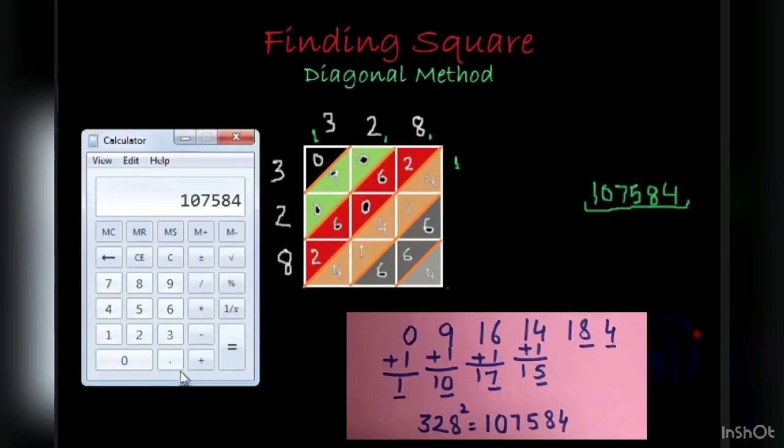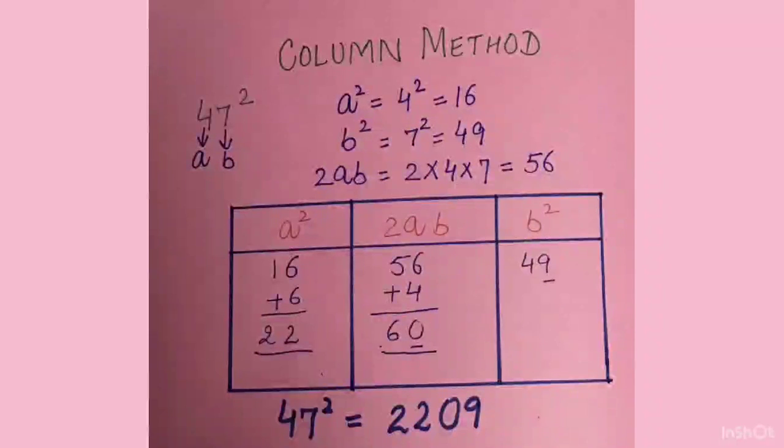And now we will discuss the column method to find the square of a number. Let the number be 47, meaning we are to find 47 square. Let the digit at the ones place, 7, be B, and the digit at the tens place, 4, be A. Now we draw 3 columns and 2 rows as shown in the figure. Then find A square. A is 4, so 4 square is 16. B is 7, so B square is 7 times 7, 49. 2AB is 56. Now write all these numbers as shown in the figure.